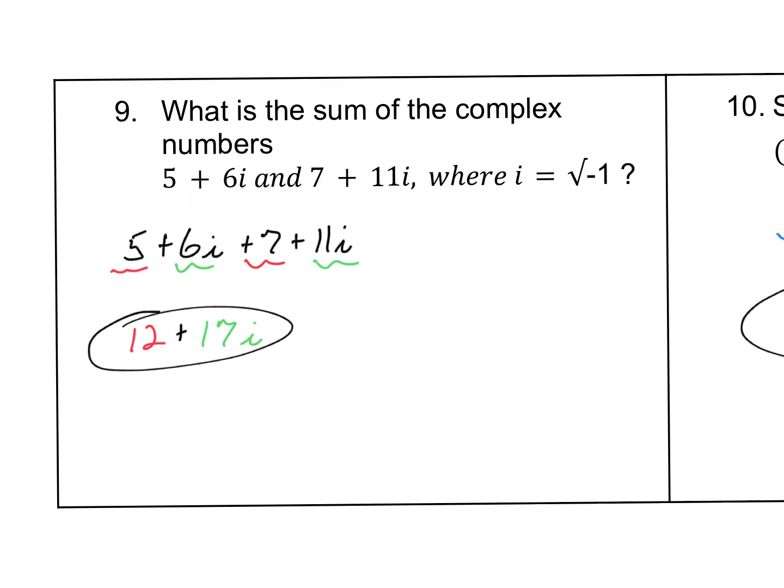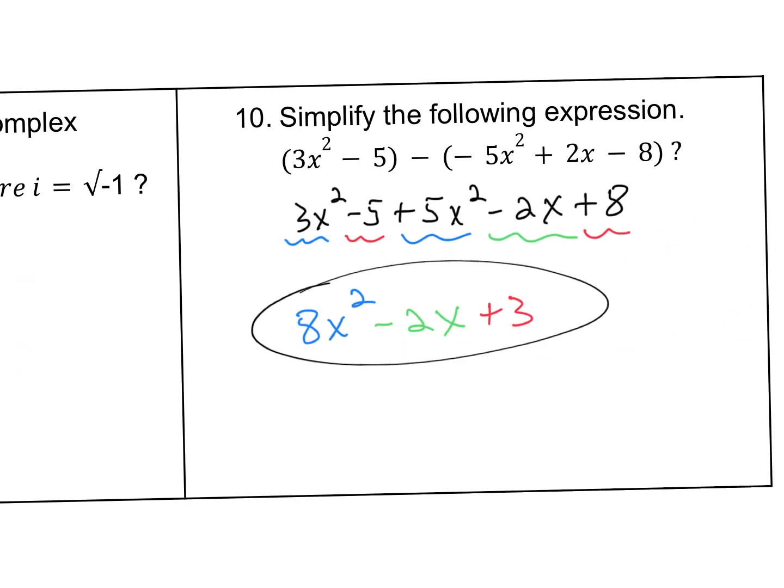But if you're adding those, that's 12. And then you have a 6i and an 11i. 6i plus 11i. Well, those are like terms. And 6 plus 11 is 17. So it's 12 plus 17i. That would be how you represent the sum of that expression. All right, and finally, number 10.